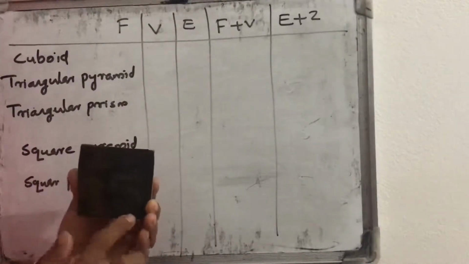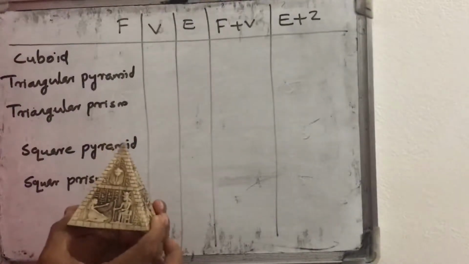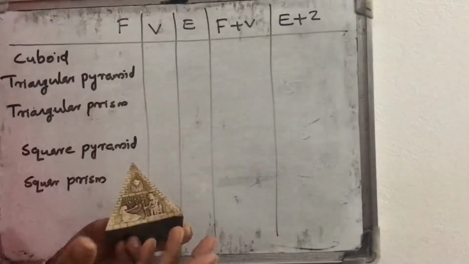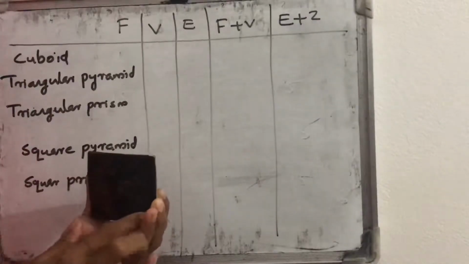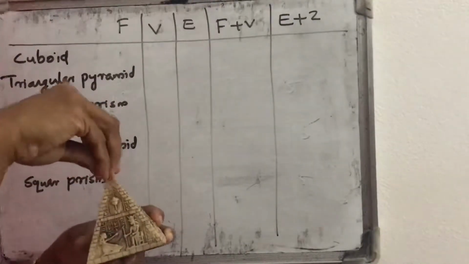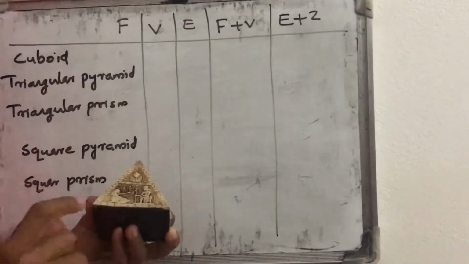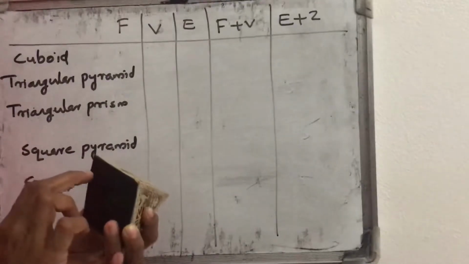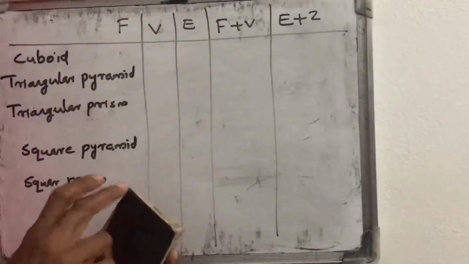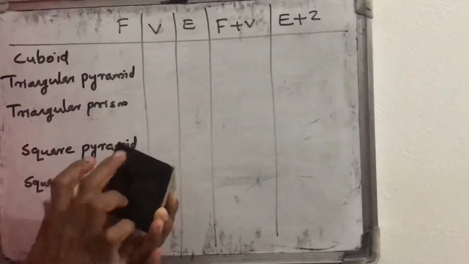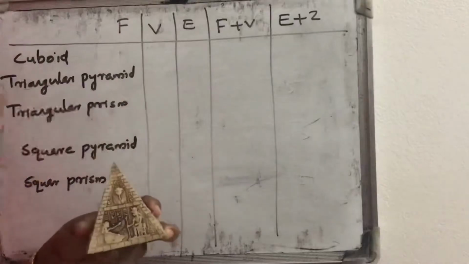Here, what is the shape of this base? Square. So we can name this a square pyramid. Other types of pyramids also exist. If the base is a triangle, and just like this there is one vertex at the top, we can call it a triangular pyramid. If the base has 5 sides, and there is one vertex at the top, we call it a pentagonal pyramid.